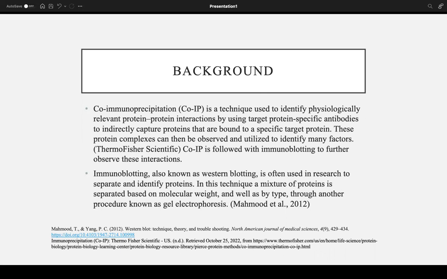Immunoblotting, more well known as the Western blot, is often used in research to separate and identify proteins. In this technique, a mixture of proteins is separated based on their molecular weight as well as by type through another procedure known as gel electrophoresis.